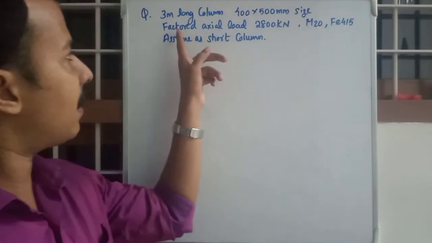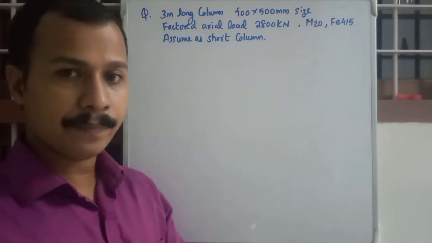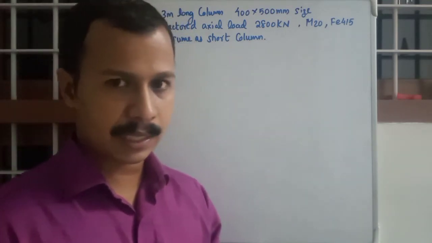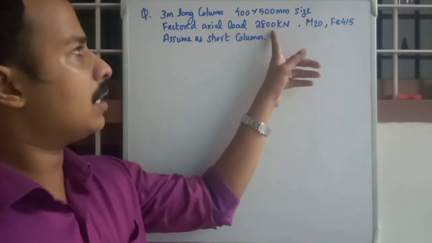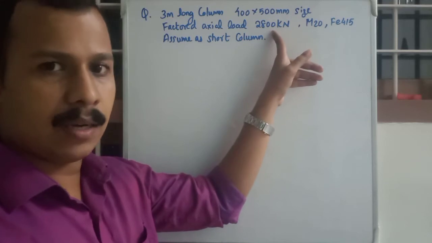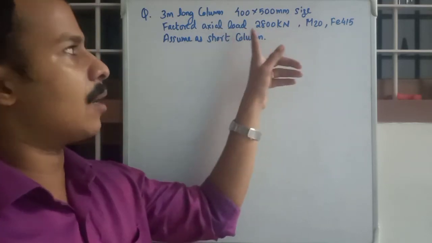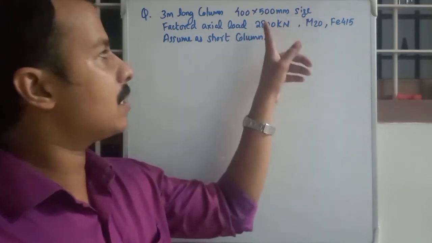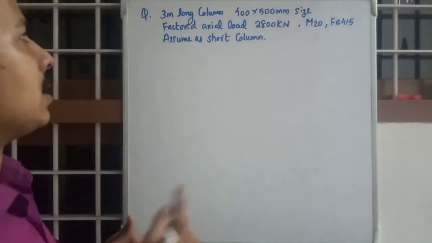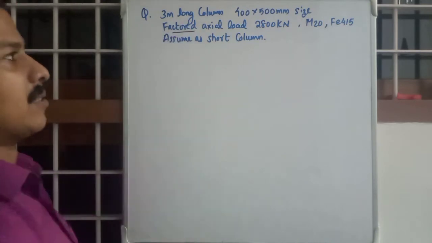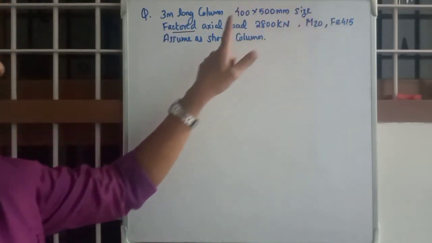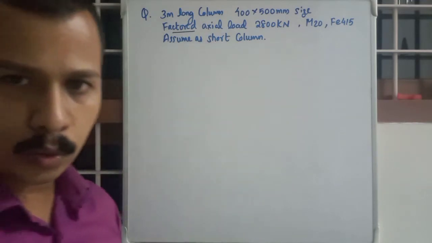We usually find factored bending moment by multiplying the given bending moment with 1.5, right? So in here you don't need to multiply with 1.5 for the axial load. If it was just axial load, you would need to multiply this value with 1.5. In here you don't need to, because it is given as factored axial load. And M20 and Fe450, assume it as a short column.